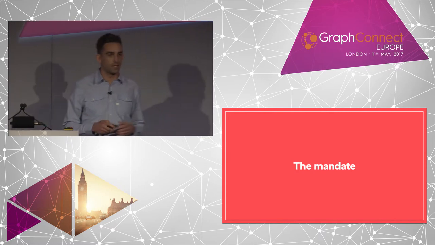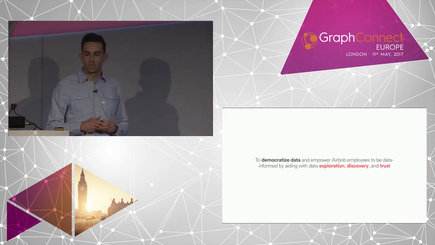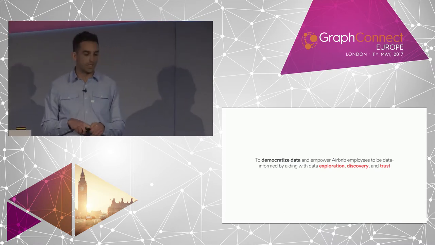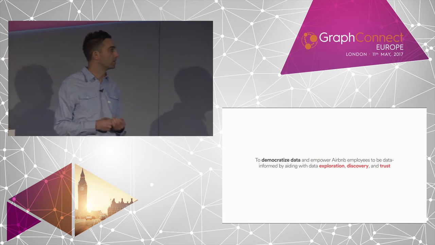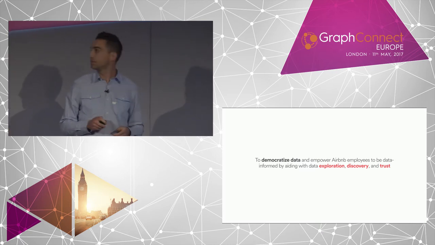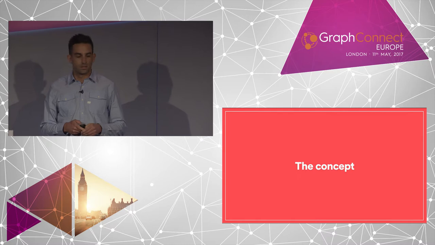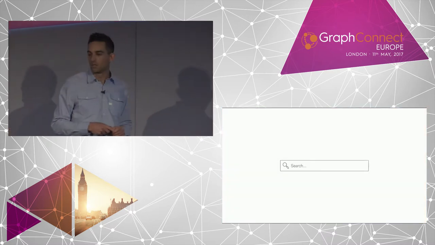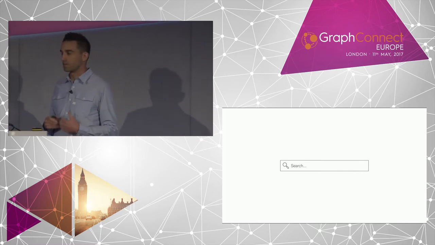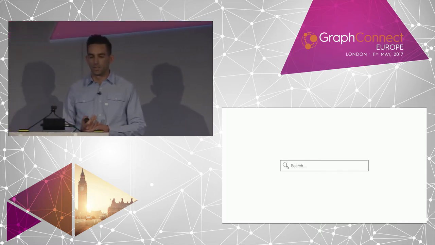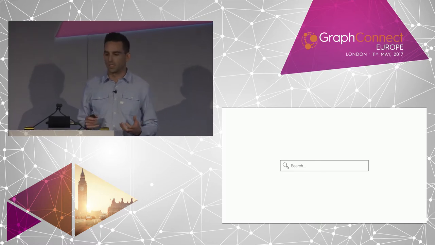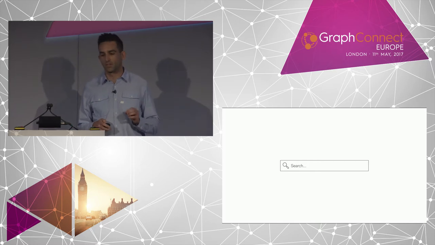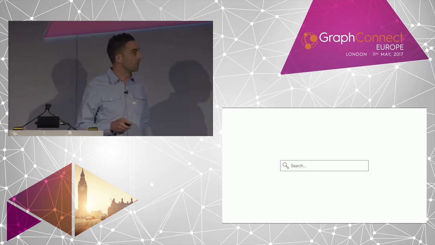So what's the mandate of the data portal? Quite simply, it's to democratize data, to empower Airbnb employees to be data-informed by aiding with data exploration, discovery, and trust. Let's talk about the concept of what this is. At a very high level, we just want to search for something. The question is, how do we frame our data in a meaningful way for searching? And we have to be very cognizant of ranking and relevance as well.